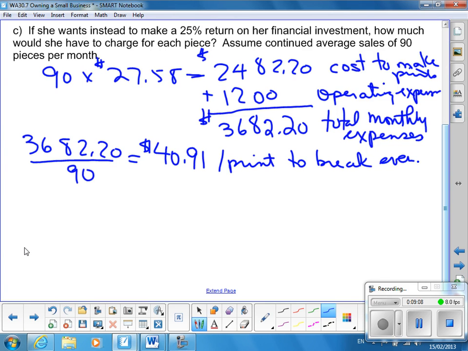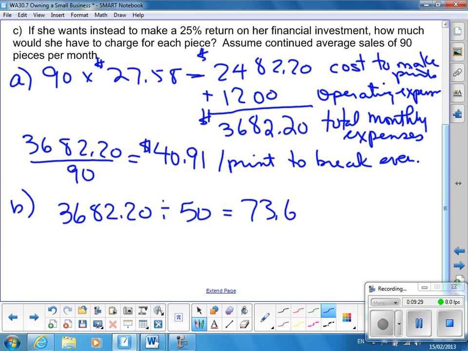B says if she decides to charge $50 per print, how many sales must she make to break even? Okay, so this was A, B. So if she took that total and divided it by 50, she has to sell 74 prints to break even.